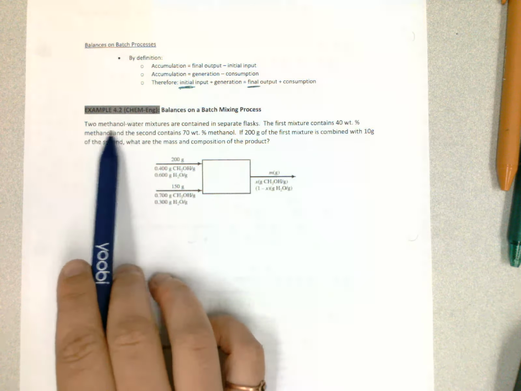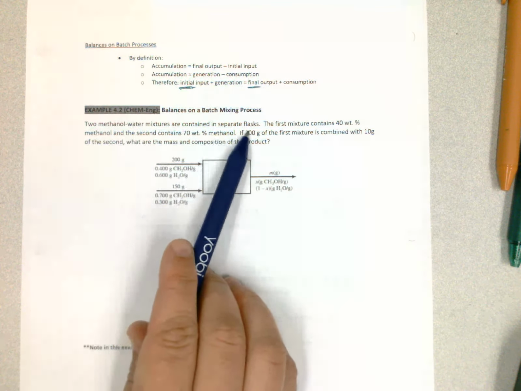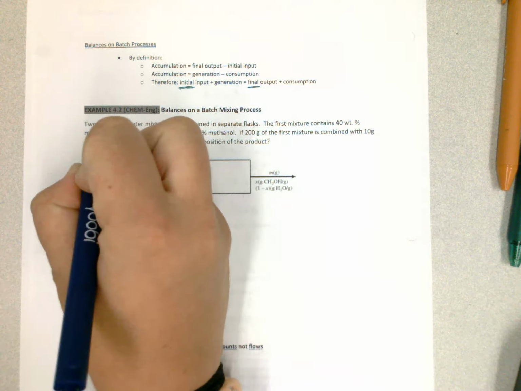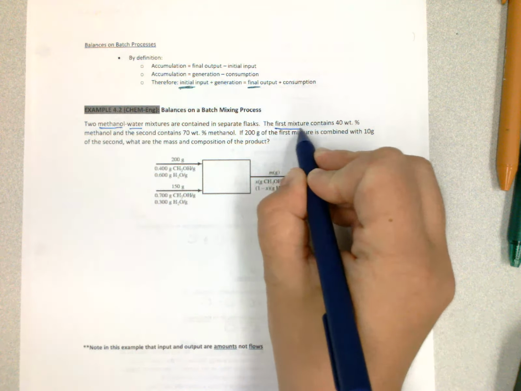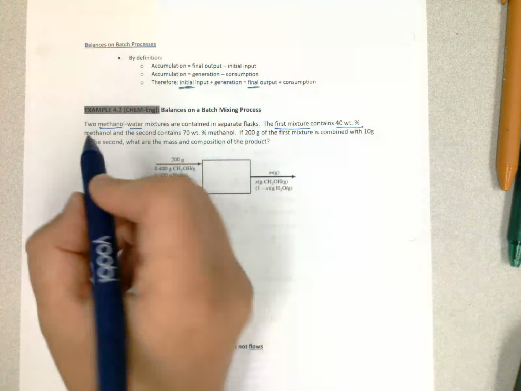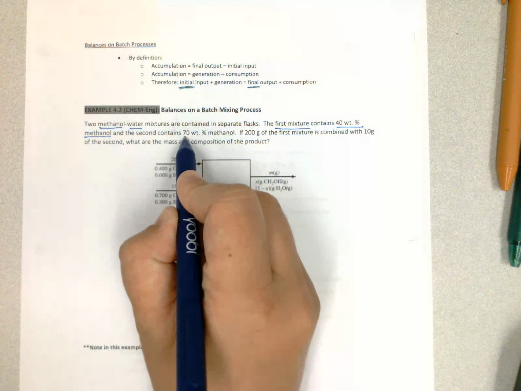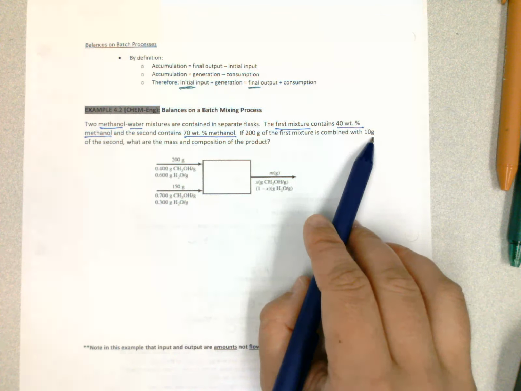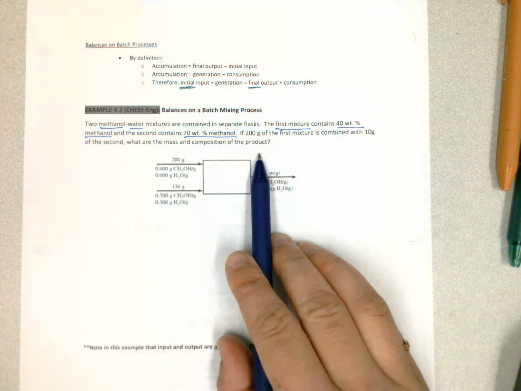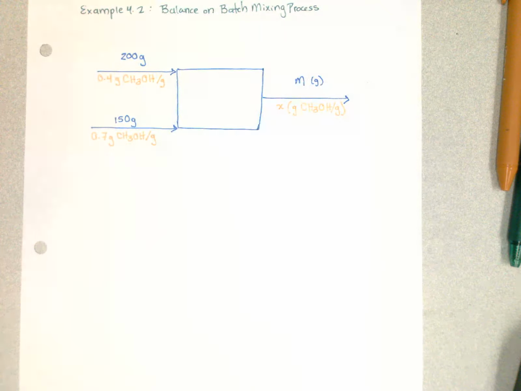So we have two methanol-water mixtures in separate flasks. We have two species, methanol and water. There are two different streams. The first mixture contains 40% by weight methanol, and the second contains 70% by weight methanol. If 200 grams of the first mixture is combined with 10 grams of the second, what are the mass and composition of the product? I'm going to make this a little bit bigger on a different piece of paper so that we can talk about this more.